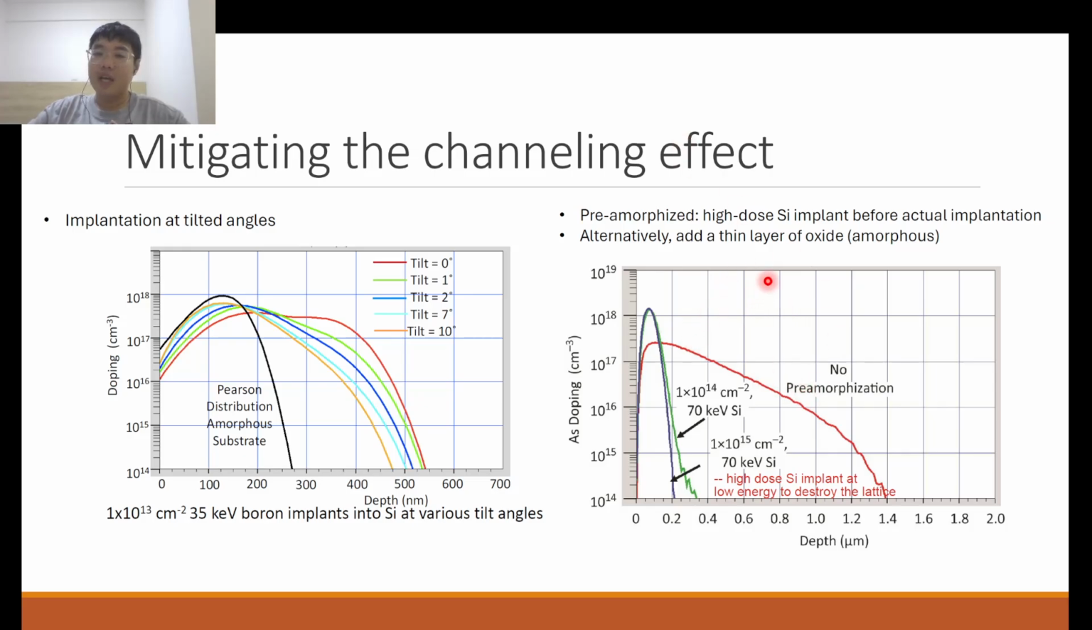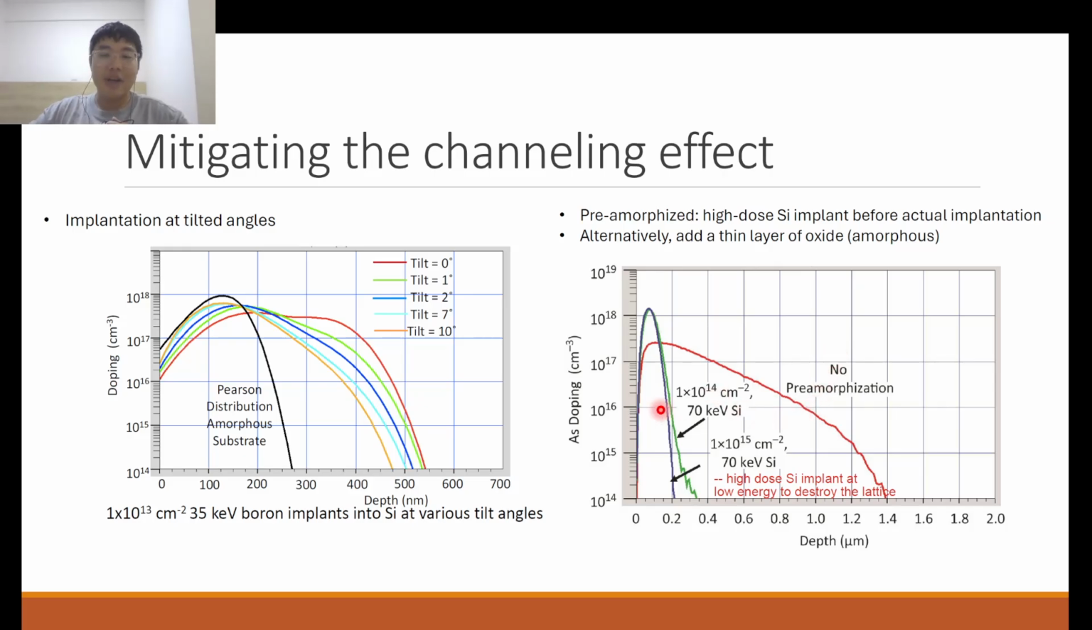So what we do is add a high dose silicon implant. Implanting silicon in silicon doesn't make much sense, because this is not to actually achieve any doping. It's just to mess up your silicon lattice, to cause it to be amorphized. And so what happens when your lattice is amorphous? There are no more channels, because there's no more fixed lattice arrangement.